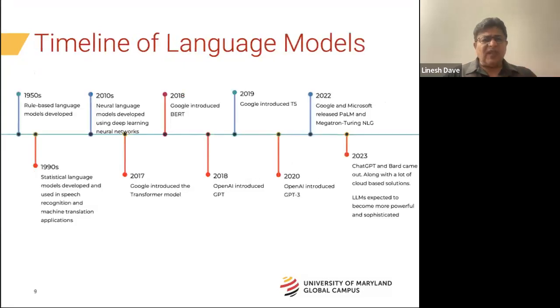And if you look at this particular timeline, if you quickly go through it left to right, you'll notice that yes, we started with language models a long time back.